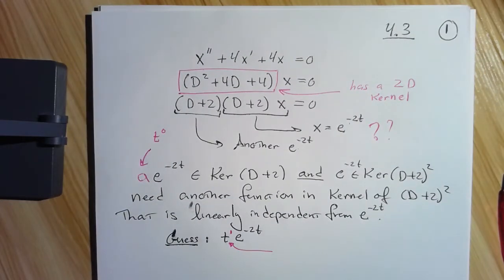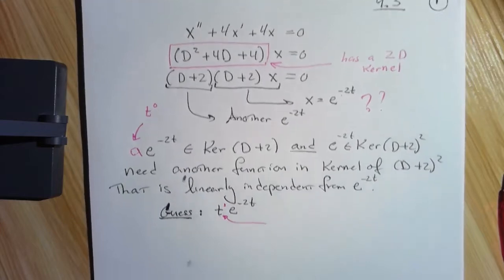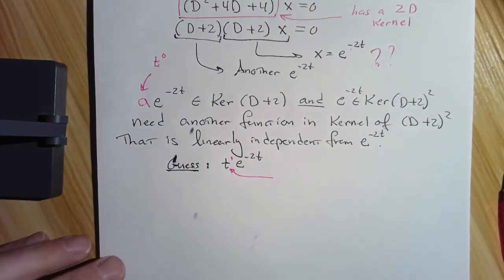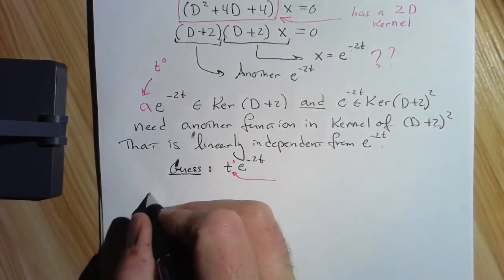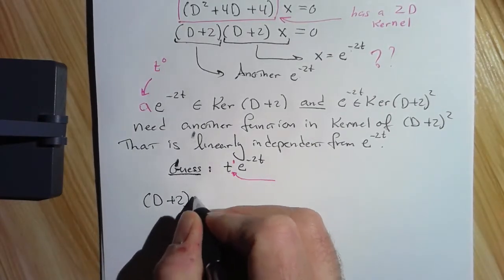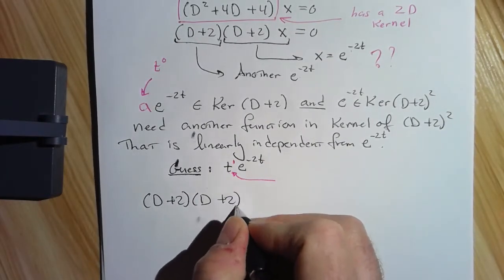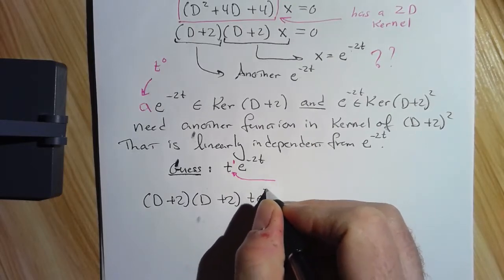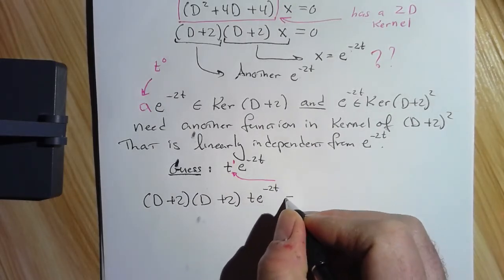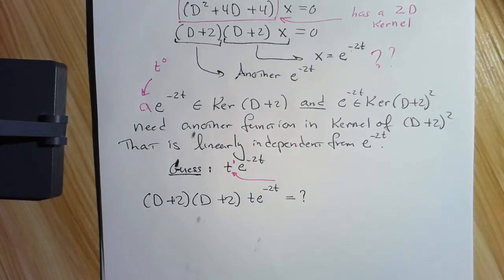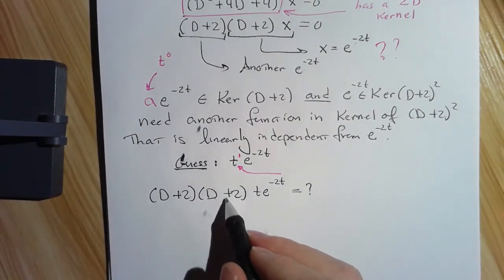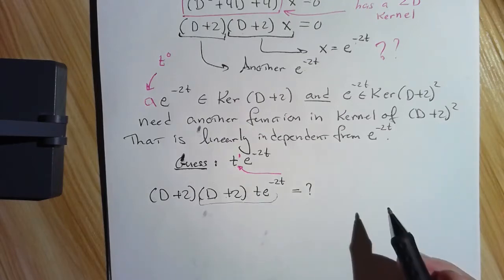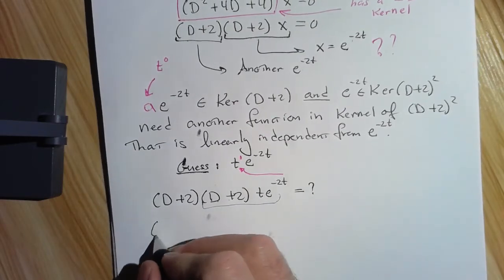Now, is this going to work? I don't know. Let's find out. Well, I do know, but the idea is let's try something. So d plus 2 applied to t e to the minus 2t. Let's see what happens. So this is not in the kernel of d plus 2. So this first part is not going to be 0. Let's figure out what it is, though.